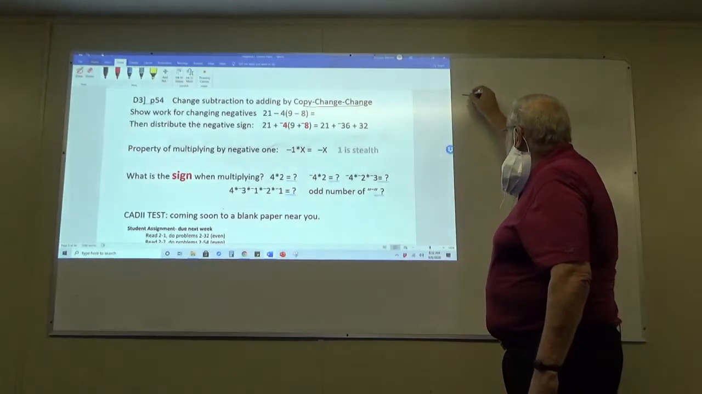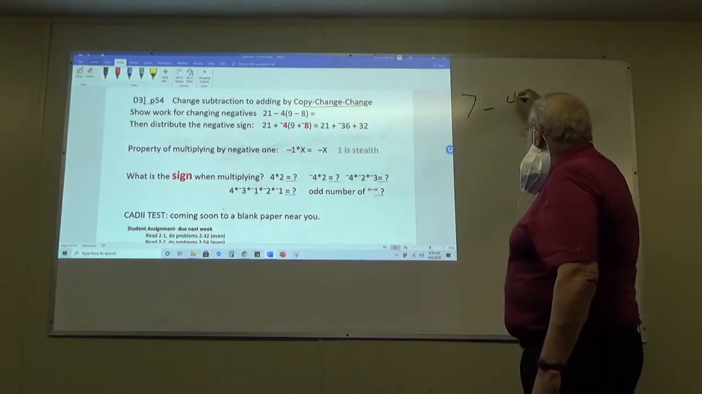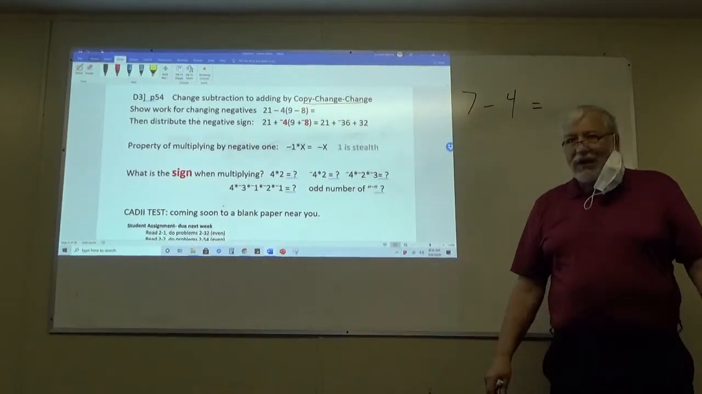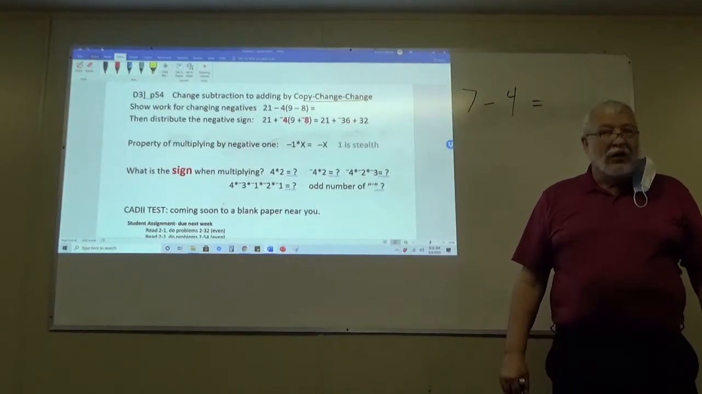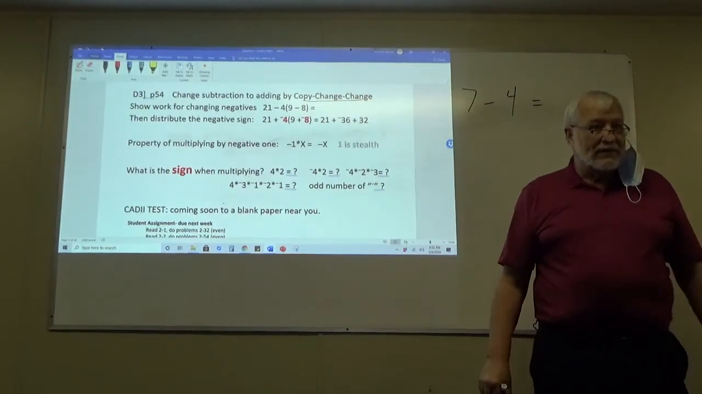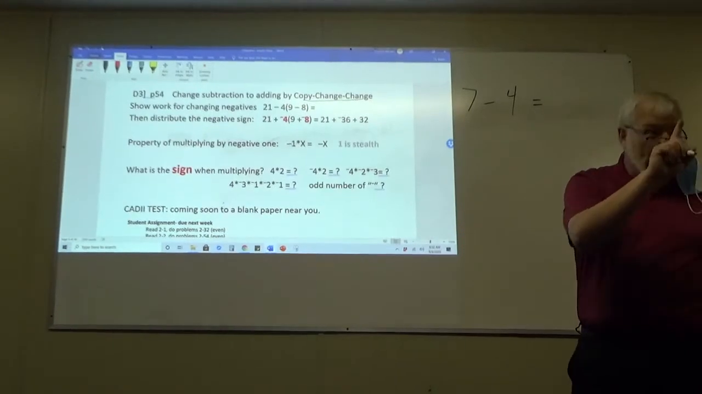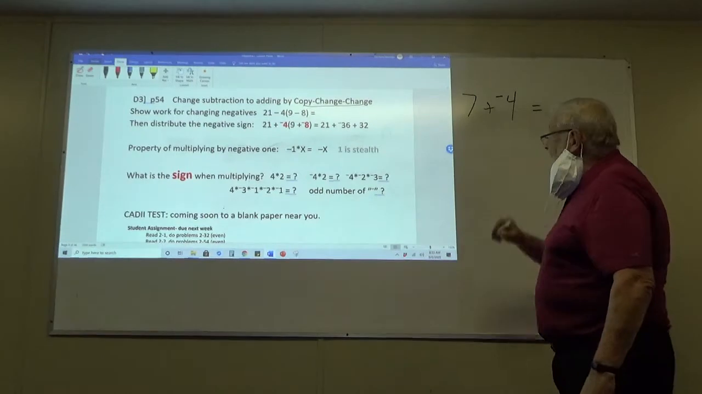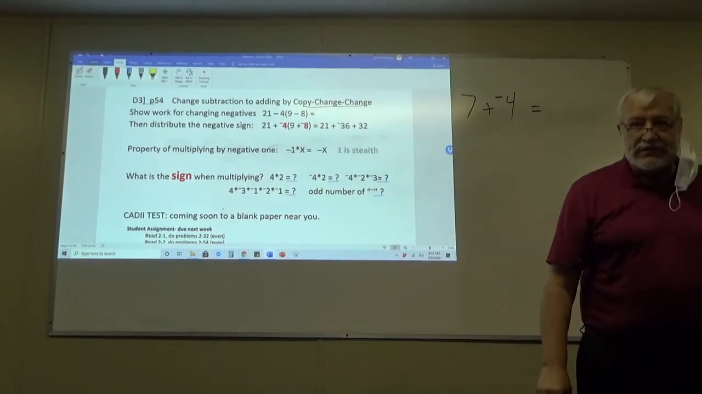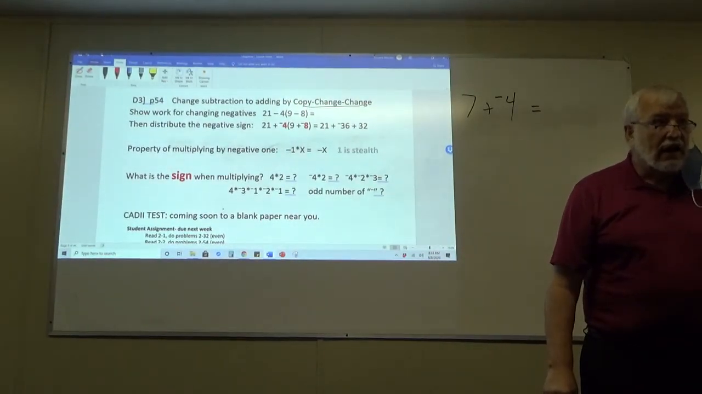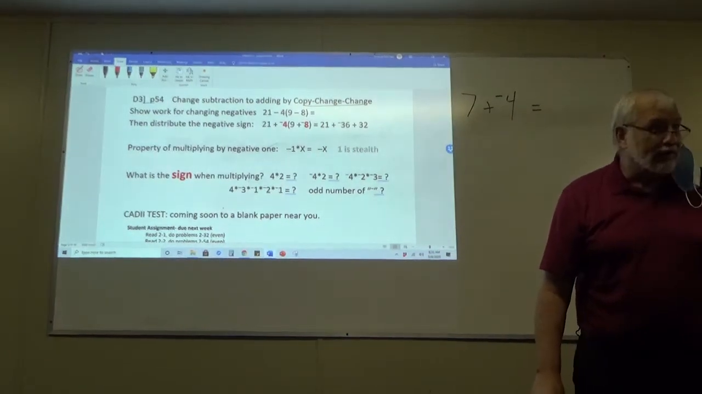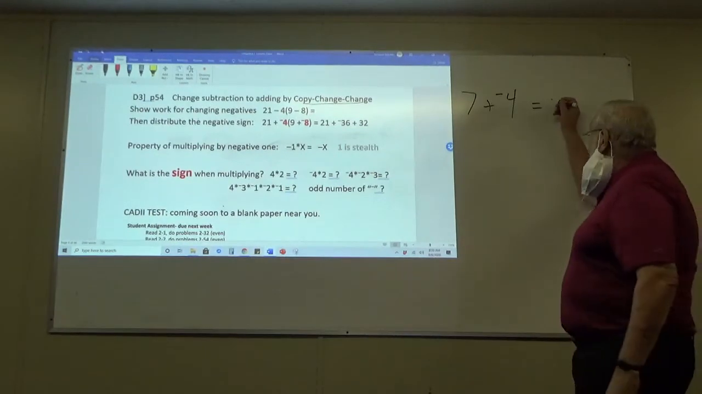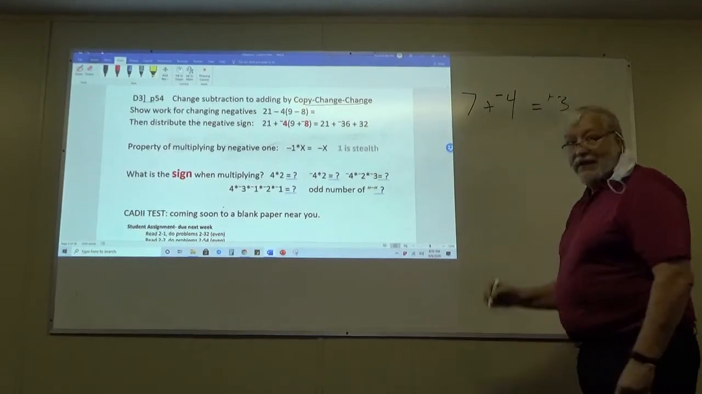If I have 7 minus 4, all right, that's an arithmetic problem from 3rd grade, maybe? Okay, what do you do with those numbers? Subtract them. Okay, now wait, we subtract them. If I go copy, change, change, what do I do with those numbers? I subtract them because the signs are different. Right? What's the sign of that answer? Positive, right? So this becomes positive 3.